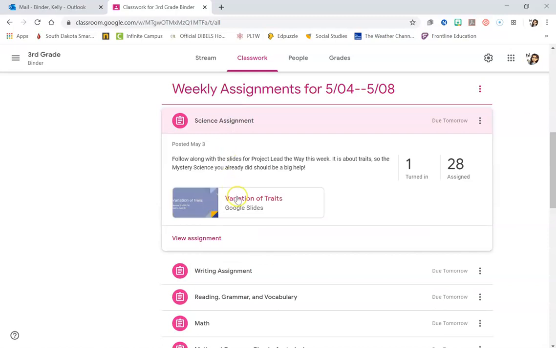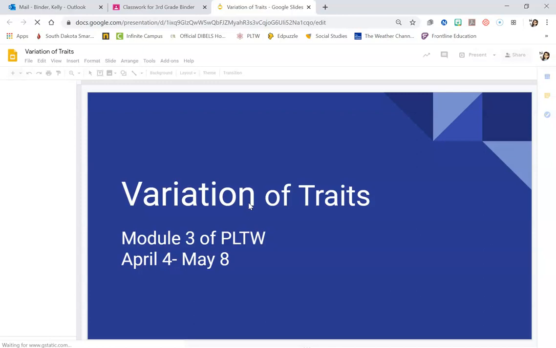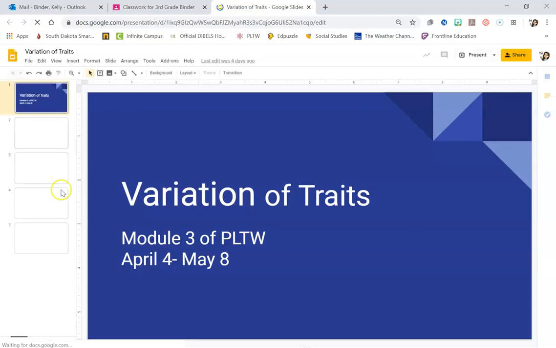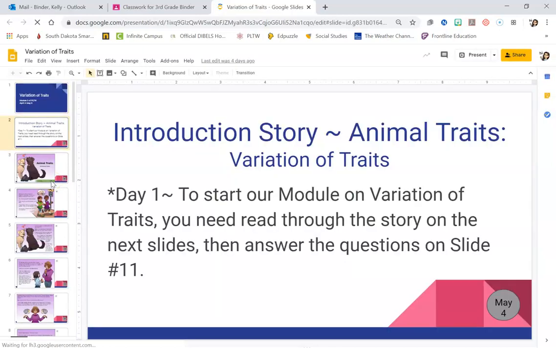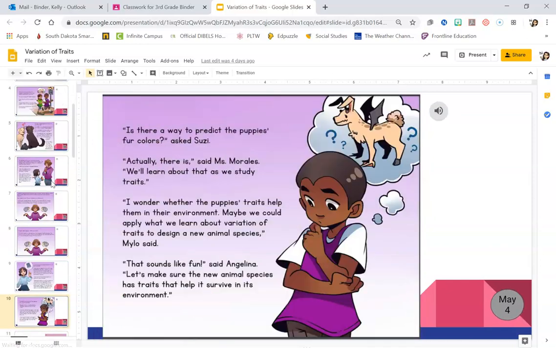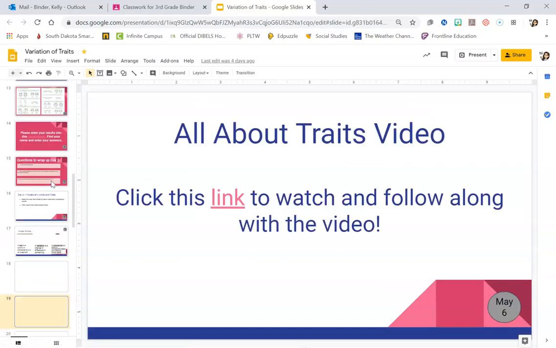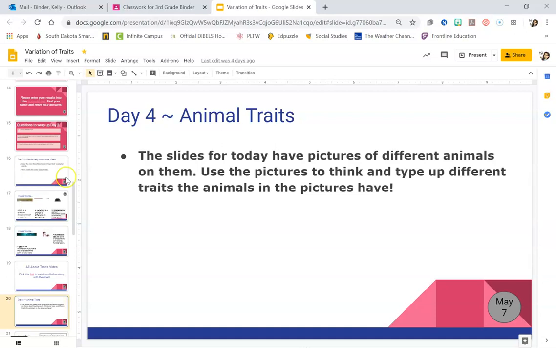So for science, yesterday you had vocabulary words to learn and then a video to watch. So today is May 7th, so let's see what our job is on the May 7th slides. Right, the slides for today have pictures of different animals on them. Use the pictures to think of and type up different traits the animals in the pictures have.